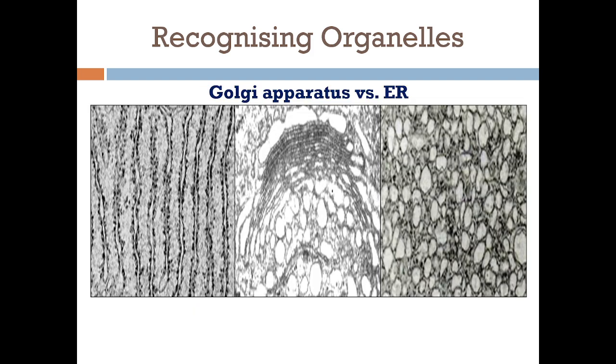Okay, so I just wanted to put the two ERs and the Golgi together. On the left is the rough ER, again straight and sheet-like, but with the ribosomes, the black dots. The center one is the Golgi apparatus, and the one on the right is the smooth ER.